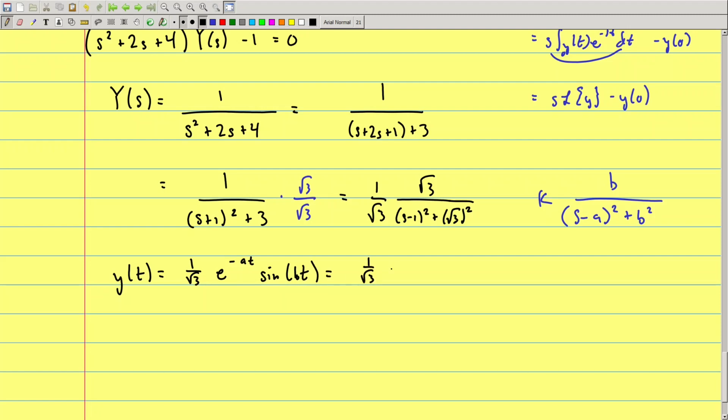which is equal to 1 over the square root of 3. Sorry, there's no minus sign here. A is -1. I messed my minus sign up here. I apologize. A is -1, and b is the square root of 3. Okay, because that's s minus -1. That's how I get s plus 1. All right.